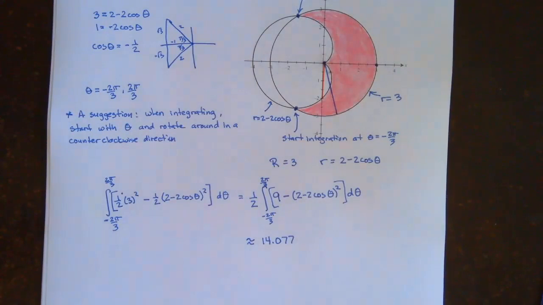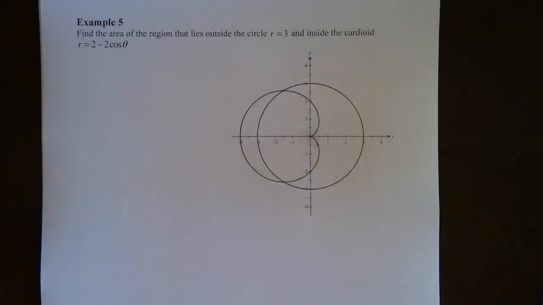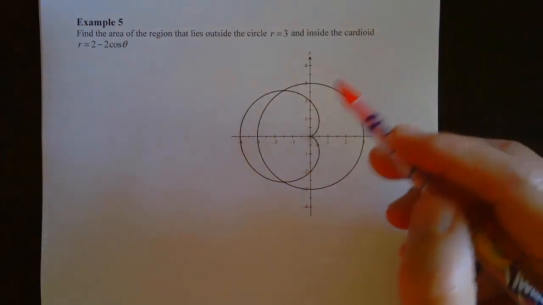All right, you guys, let's go to the next problem. It's almost the same problem, but this time we want to find the area of the region that lies outside the circle r equals 3 and inside the cardioid r equals 2 minus 2 cosine theta. So, outside the circle, inside the cardioid.